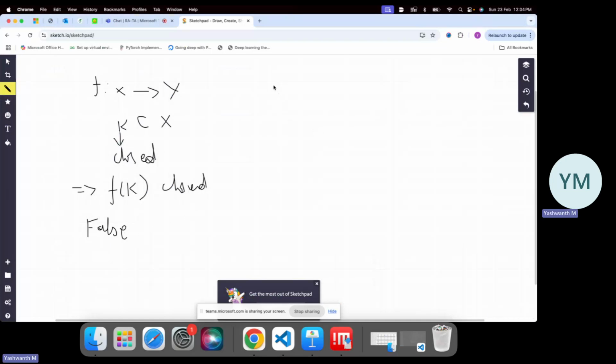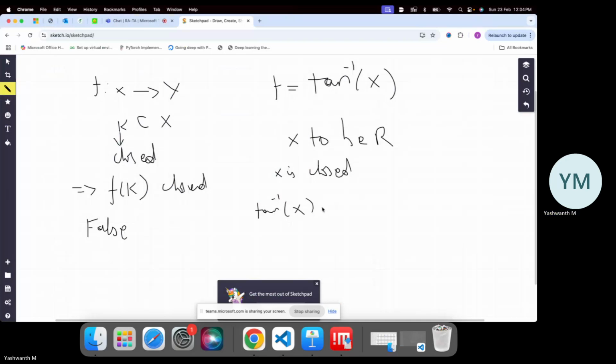And the example that is given is if f is tan inverse x, and take x to be R, which is closed, and tan inverse x we have is contained in minus pi by 2 to pi by 2, and clearly minus pi by 2 to pi by 2 is an open set. So this is a counterexample.